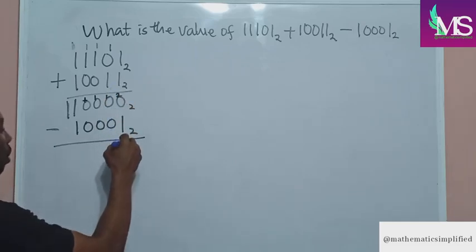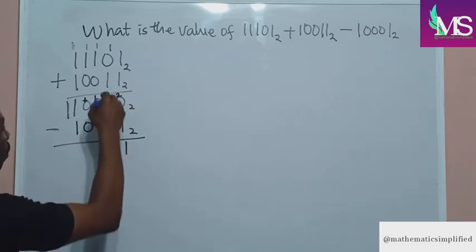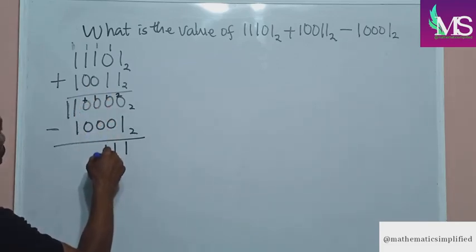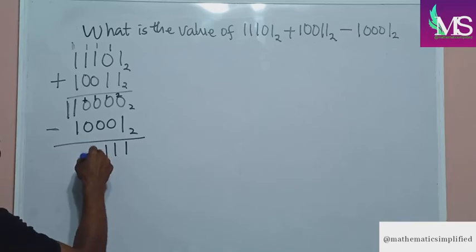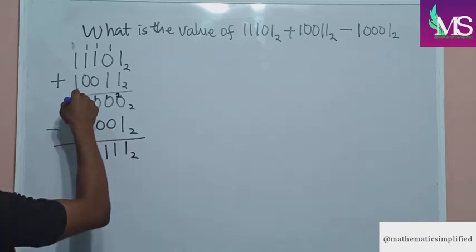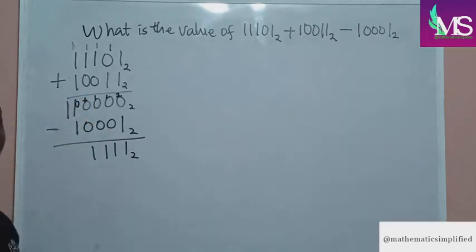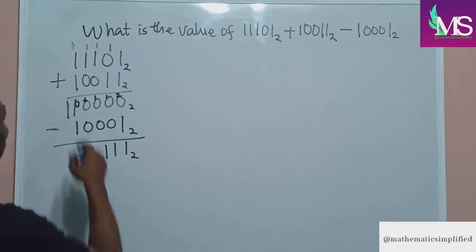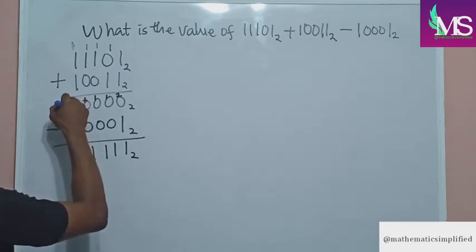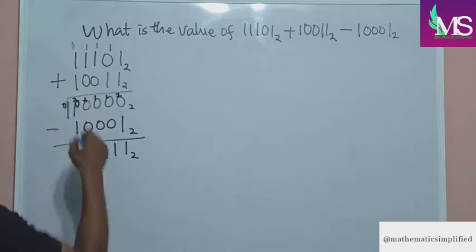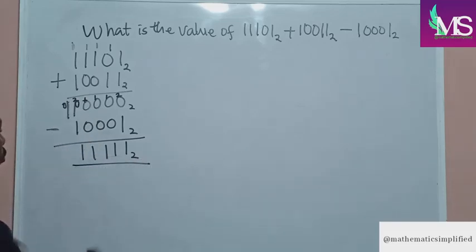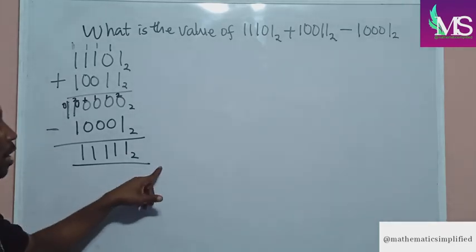So 2 minus 1 will give us 1, 1 minus 0 is 1, 1 minus 0 is 1, 1 minus 0 is 1. Now remember that when we borrowed from this one, it became 0. And 0 cannot subtract 1, so we borrow from this one, making this one 0 and putting 2. 2 minus 1 will now give us 1. So our answer will become 11111 in base 2.